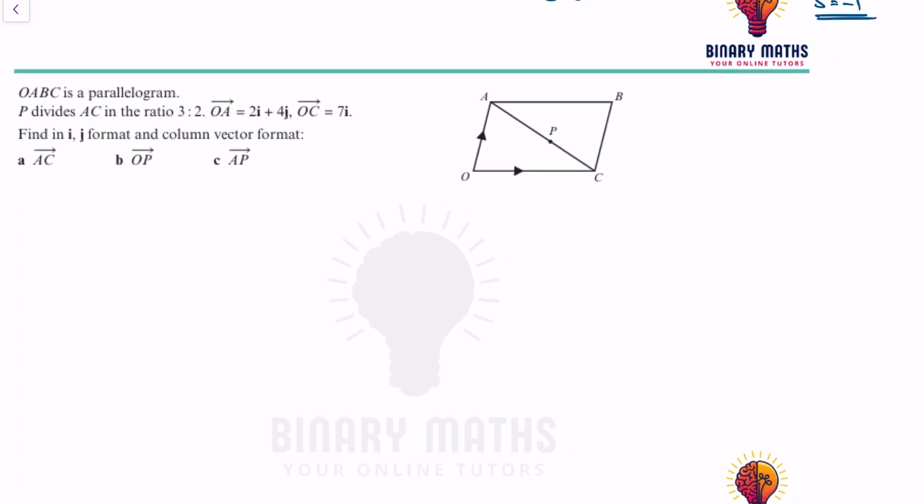OABC is a parallelogram. P divides A to C in the ratio 3 to 2. O to A is equal to 2i plus 4j, so 2, 4. And O to C is equal to 7i, so 7, 0.